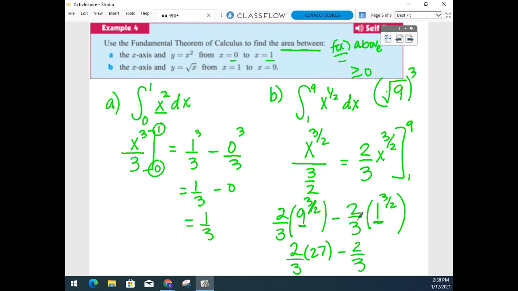So 2/3 times 1 is just 2/3. And then I'm going to keep my thirds so it's all a common denominator. 2 times 27, that's 54/3 minus 2/3 is 52/3. One of the things I'm really picky about is that constant: if you're evaluating it from specific numbers, the constant is just embedded within your evaluating. And that's it.